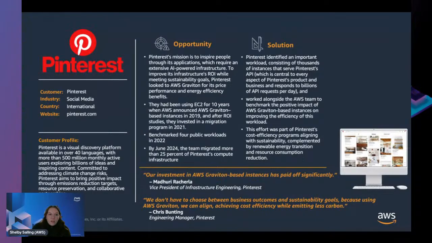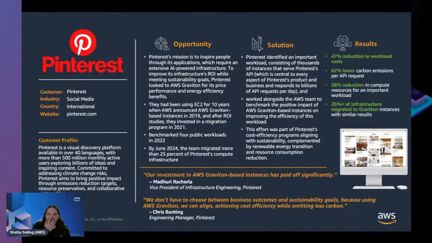This effort was part of their cost efficiency program, aligning with sustainability. They complemented that by renewable energy transitions and resource consumption reduction. They ended up seeing a 47% reduction in those targeted workload costs. So again, that's for a quarter of their compute estate. So a pretty big impact when you think about the scale of Pinterest.